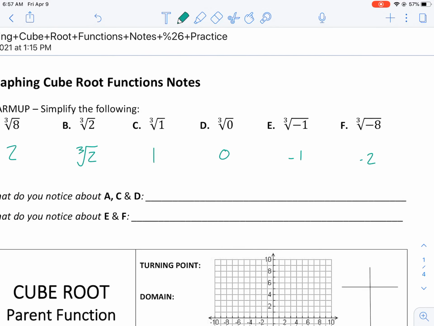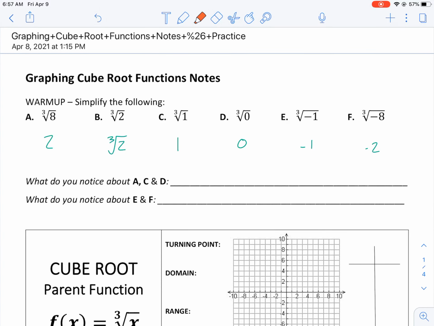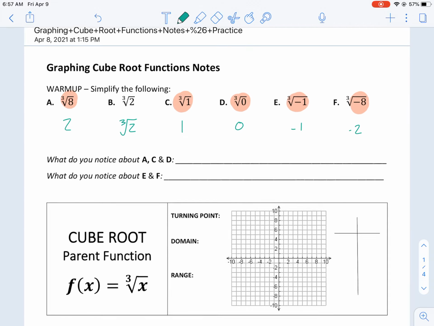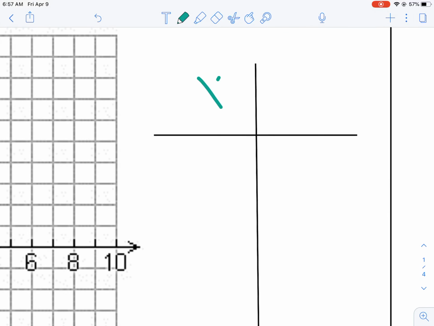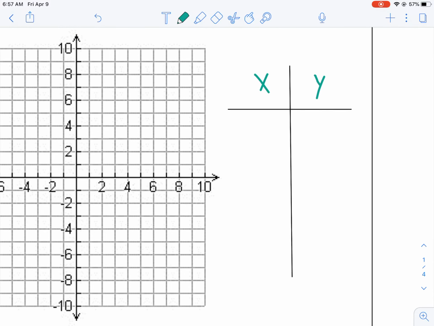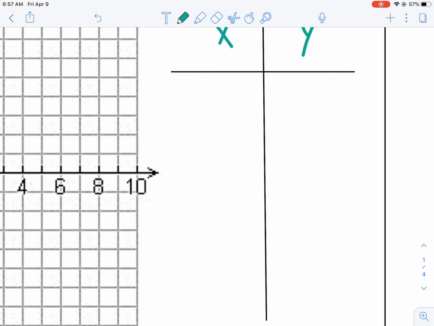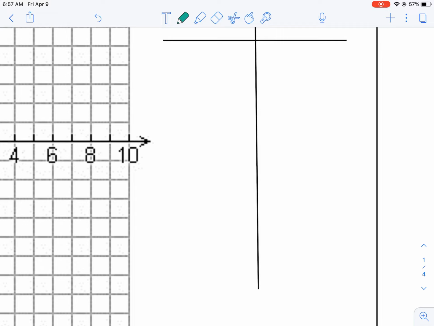Looking at all these numbers right here, you notice that these are all the numbers where we can take a cube root and get a whole number. Just like with square roots, those are the numbers that you want to put in your table. The perfect cubes, as we say. It's easier than square roots. You only have to remember 3 of them, 0, 1, and 8. And then you just know that you have -1 and -8.